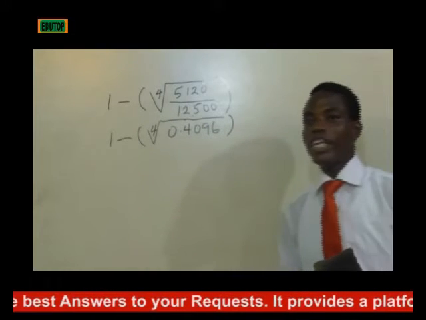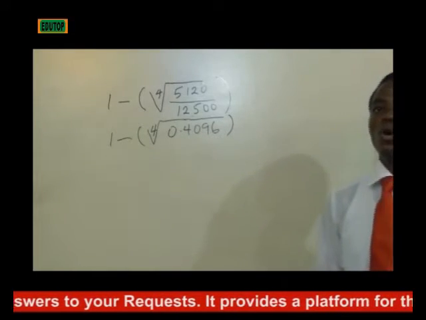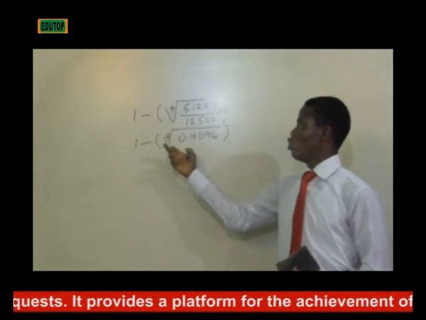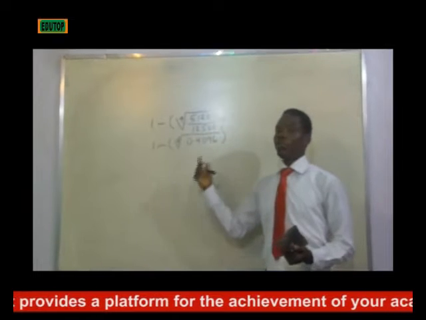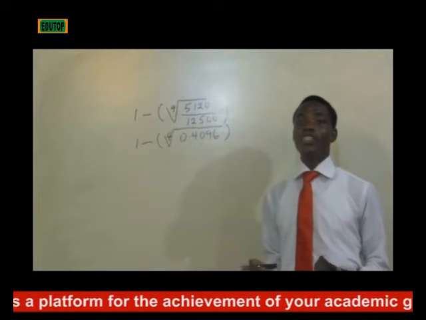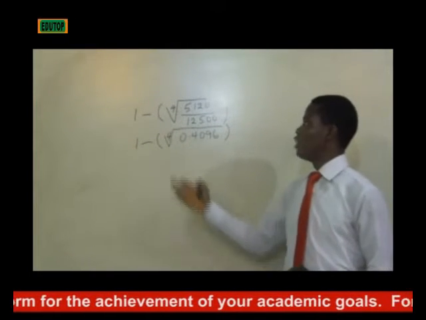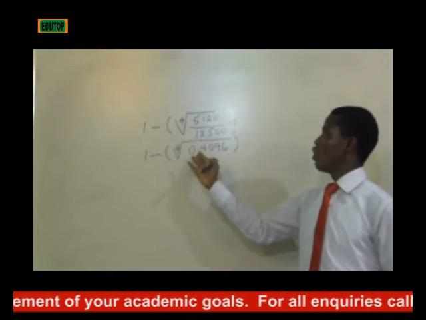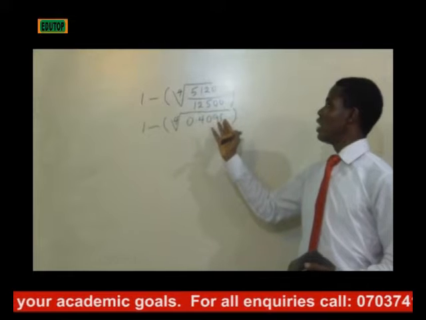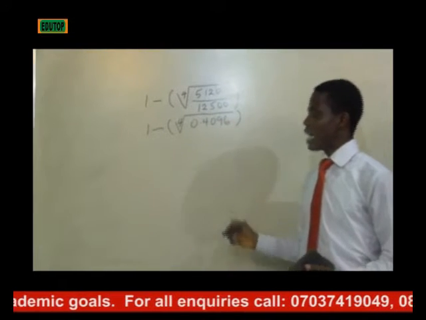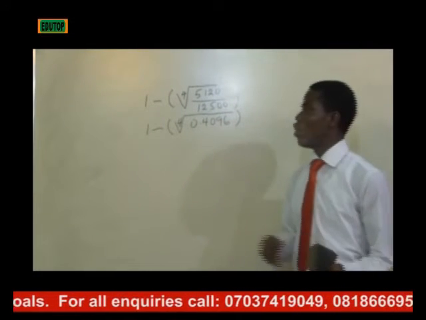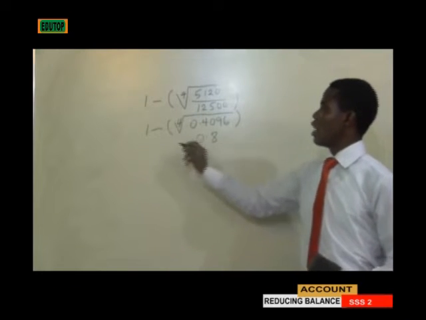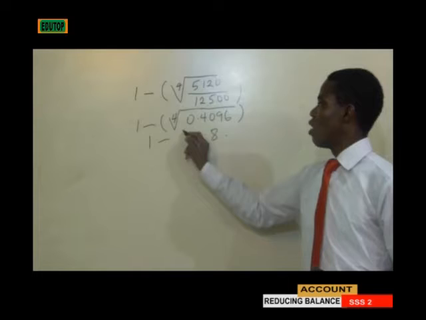Then you take your scientific calculator. When you take your scientific calculator, you do the fourth root of this. You press the second function in your scientific calculator, then you press 4, and then under it you press 0.4096. You will see at the end of the day you get 0.8. That is what you get at the end of the day.